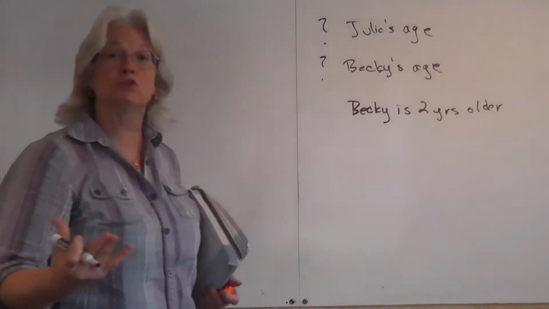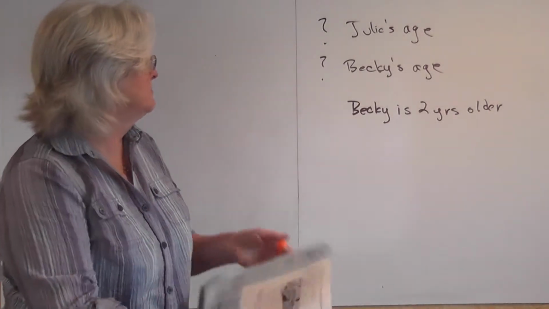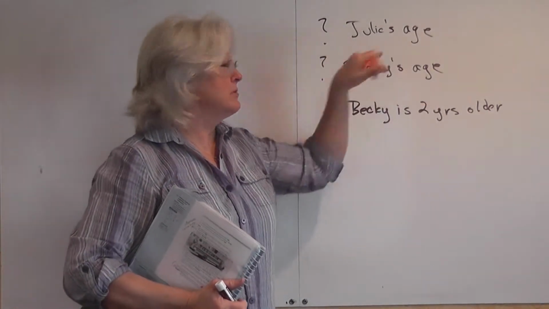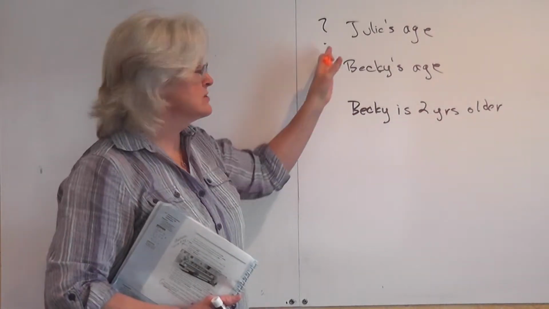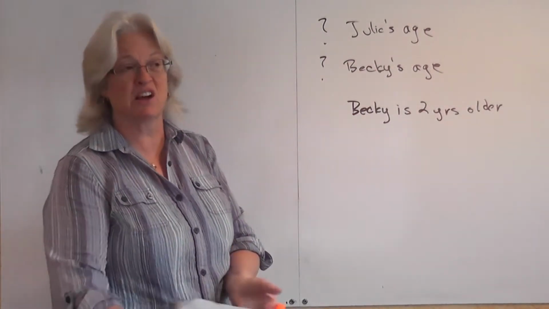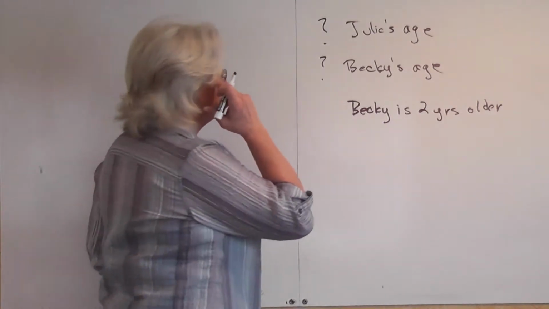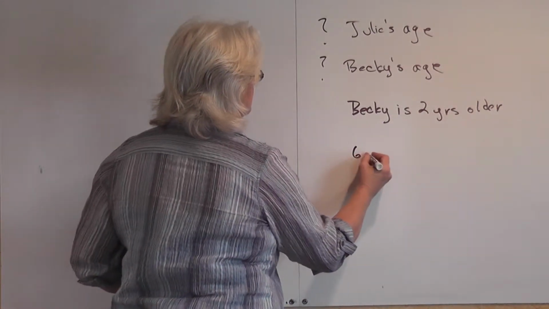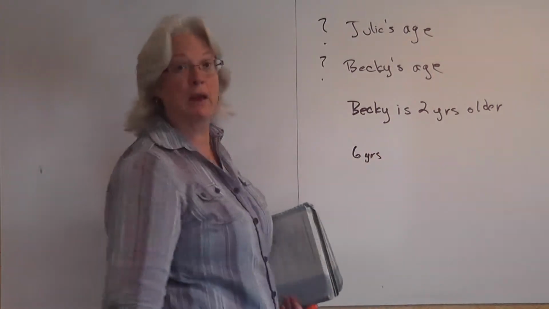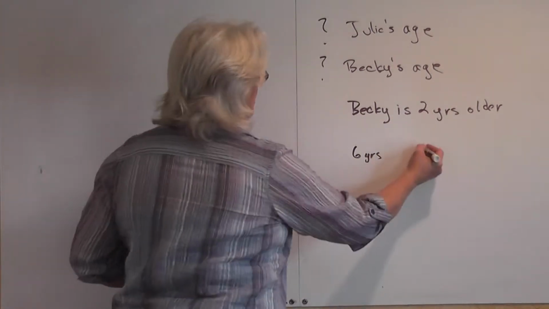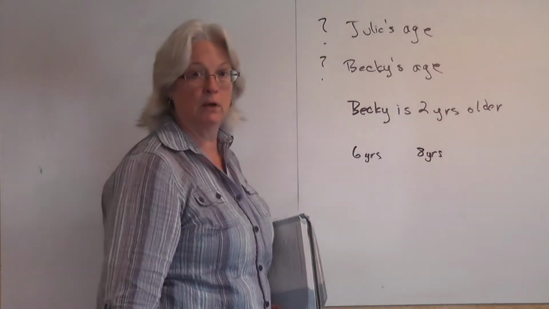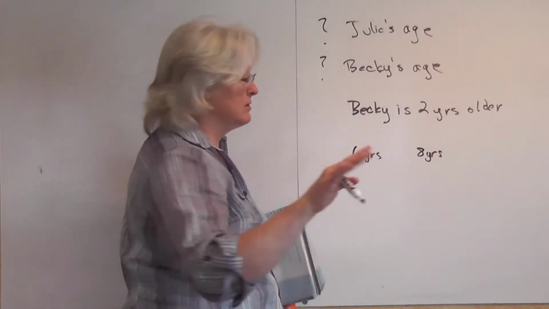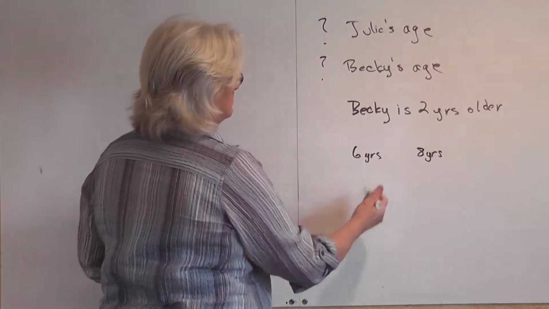So let's just say these two girls are sisters. If Becky's 2 years older than Julie, who's the big sister? Yeah, Becky's the big sister, Julie's the little sister. So if Julie is 6 years old, how old's Becky? Well, how did you know that Becky was 8 years old? Well, she's the big sister. If she's 2 years older, you go 6 plus 2.